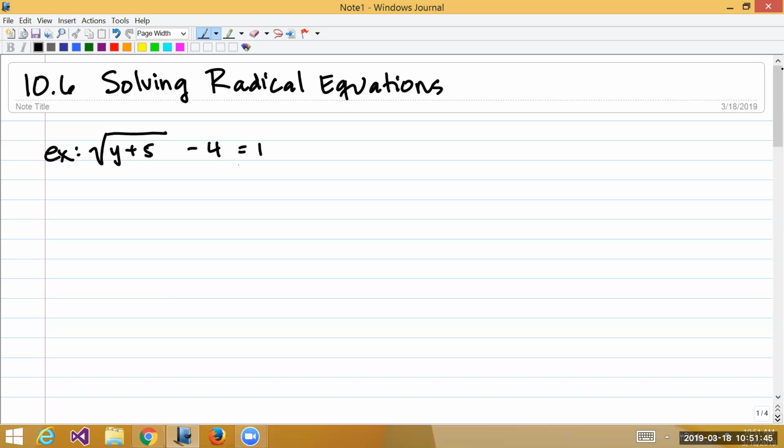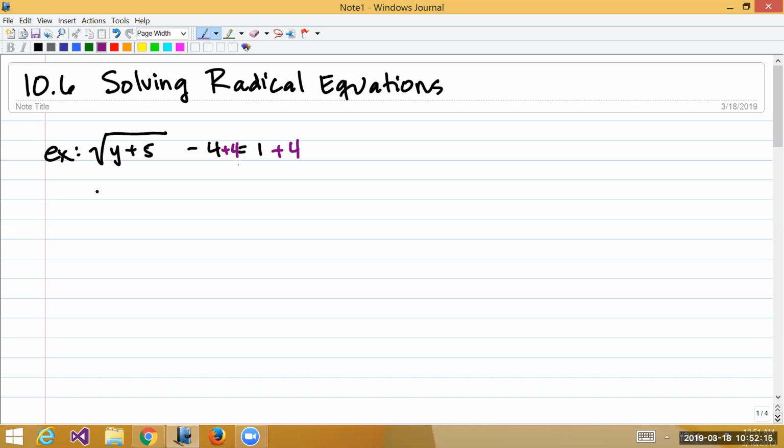10.6, solving radical equations. When you're solving a radical equation, your goal is to first isolate the radical expression. And if there's more than one term that has a radical expression, then isolate one of them. So looking at this one, if this is our radical term right here, to isolate this, we need to get rid of this minus 4. So we'll add 4 to both sides.